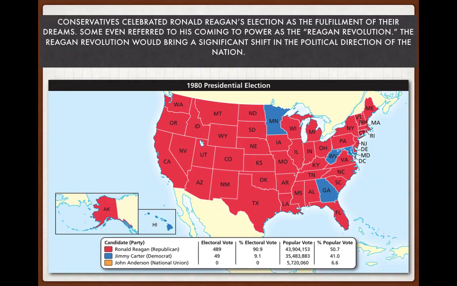Conservatives celebrate Ronald Reagan's election as the fulfillment of their dreams. Some even refer to his coming to power as the, quote, Reagan Revolution. Even to this day, you will hear a lot of people refer to themselves as Reagan Republicans, meaning they joined the Republican Party because of Ronald Reagan. The Reagan Revolution would bring a significant shift in the political direction of the nation.